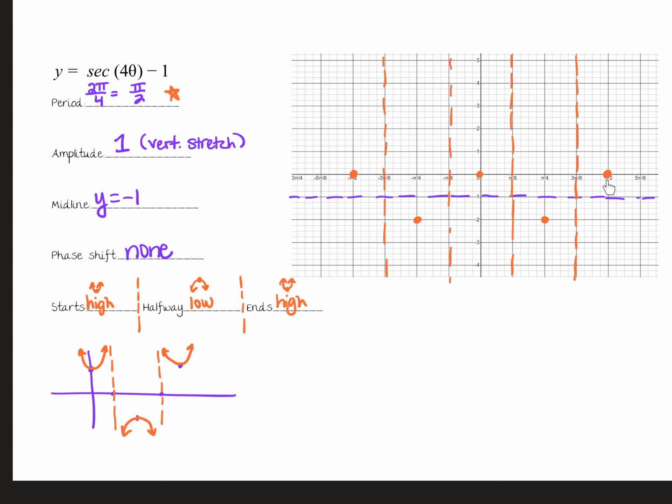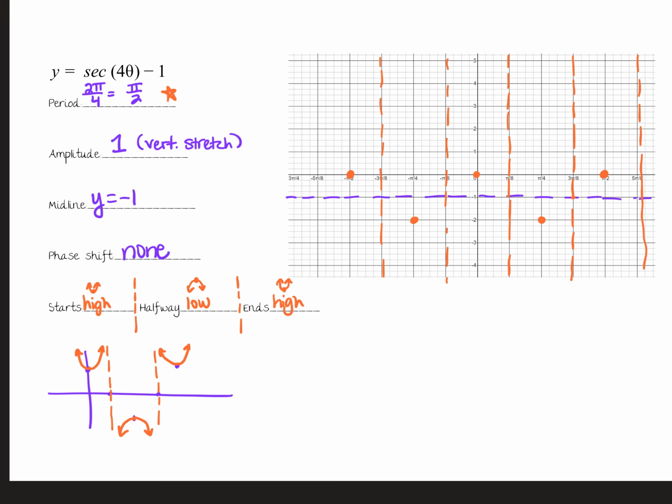So I'm at a high point, so that means next I would have an asymptote. So I'm just going to sketch that in. Over here I'm at a high point, so then to the left of that is going to be an asymptote. Now I kind of run out of space at that point, so I don't really need to fill in anything else.